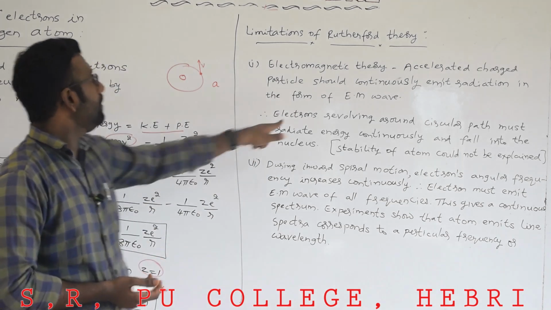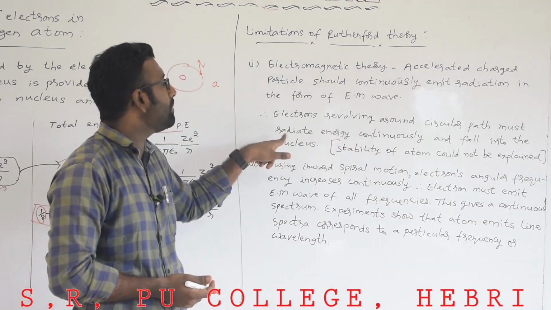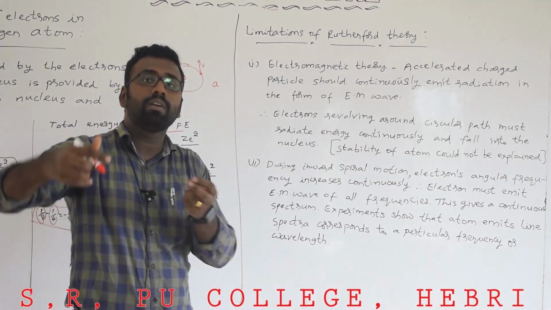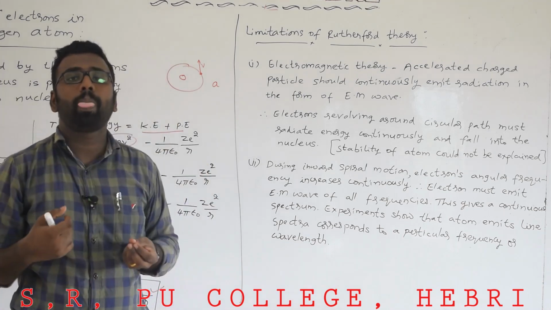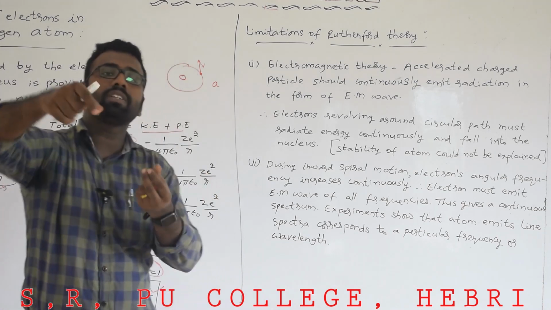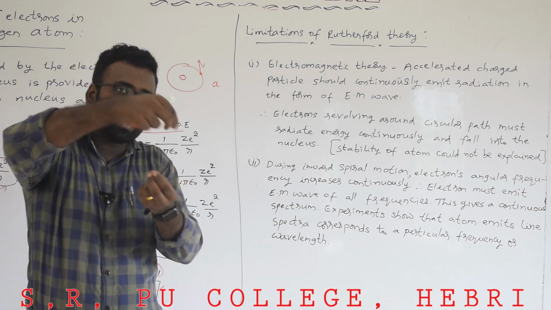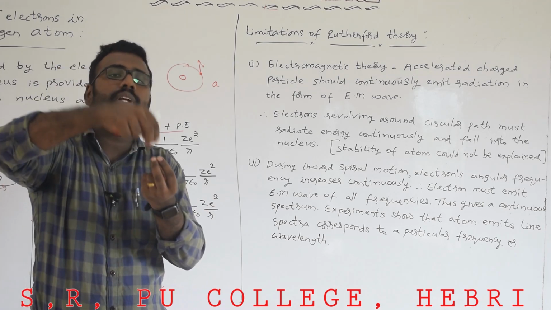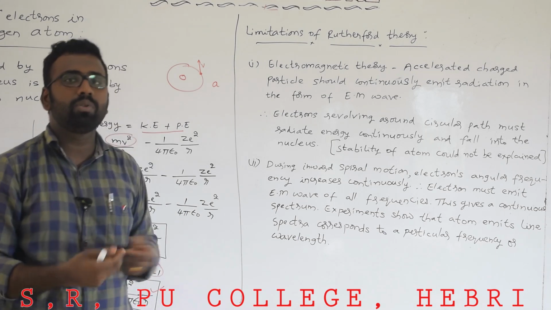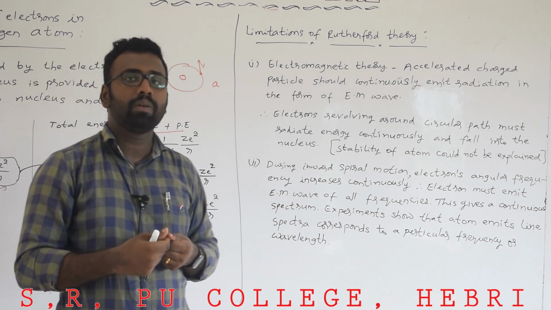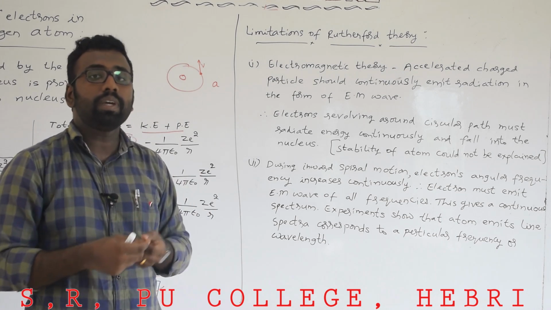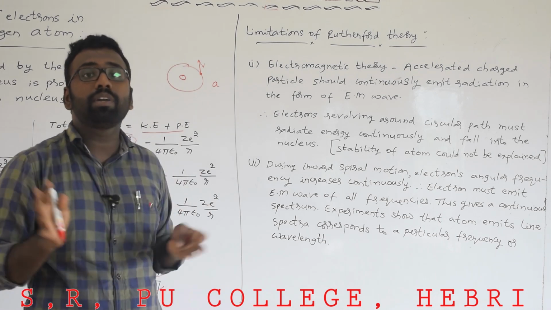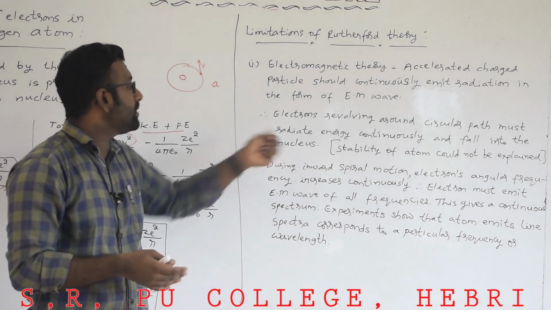Now the same thing, when electron revolves around circular path, it must radiate energy continuously, and finally it will fall into the nucleus itself. See, every point it radiates energy means it loses its energy. So finally it will come to the nucleus and fall into the nucleus. So there is no concept of atom at all, right? When electron falls into nucleus, then it's gone. So no concept of atom. So stability of atom was not able to be explained with this theory.